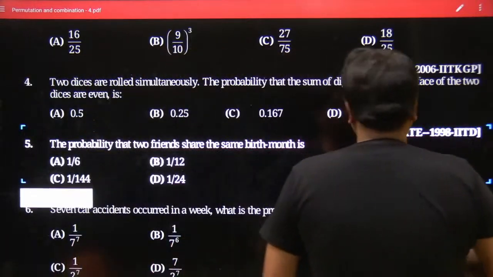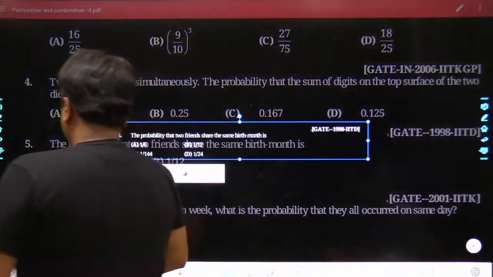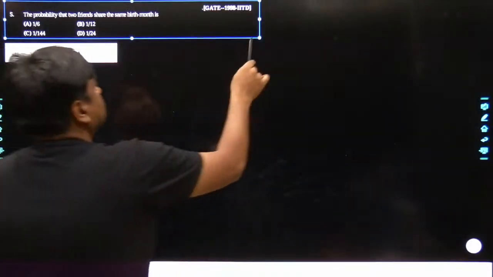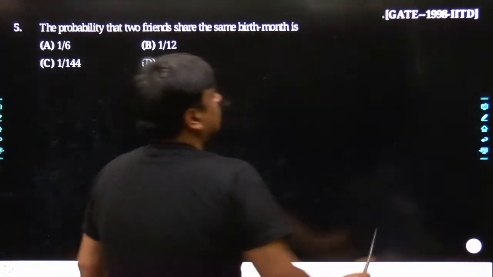The problem has appeared in the year 1998. The problem was framed by IIT Delhi. This has been the problem.